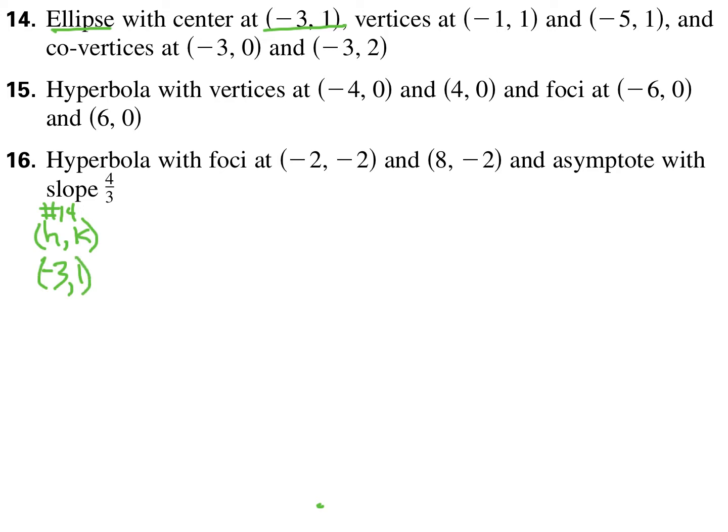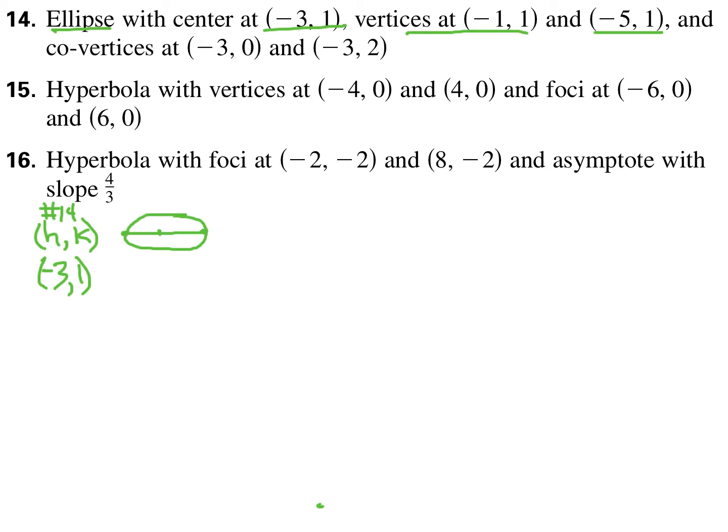And we have vertices. Vertices means that we're going to be stretched in whatever direction this is stretched in. So vertices at -1, 1 and -5, 1. That means that again it's stretched in the x direction, so it's definitely stretched with the x being the major axis. So we are stretched in the x direction. -3, 1 is our center, and we have vertices at -1, 1 and -5, 1.